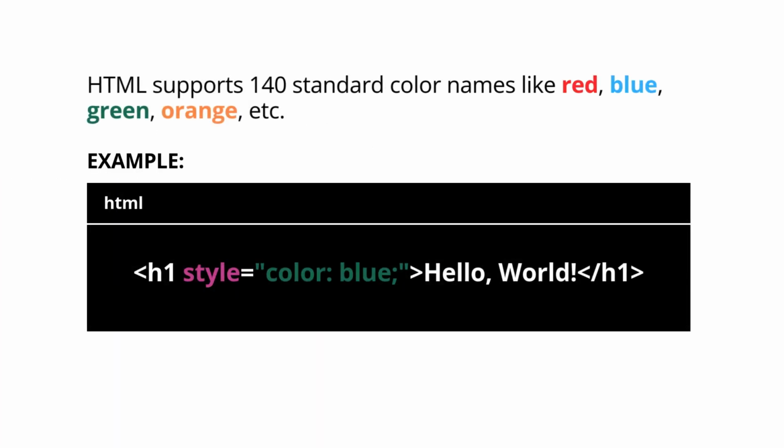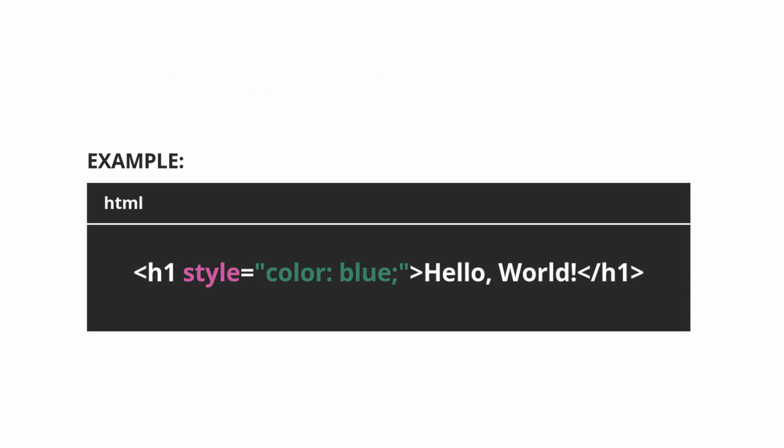The first one is color by name. In HTML, you can apply colors to elements by using color names. This method is the simplest way to add color.